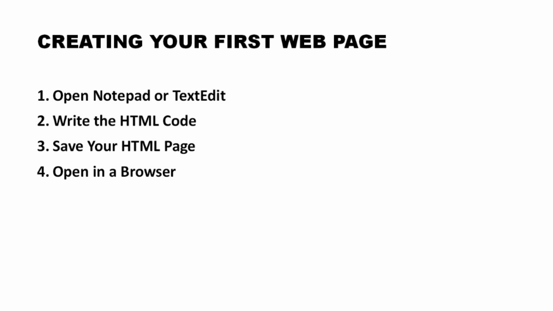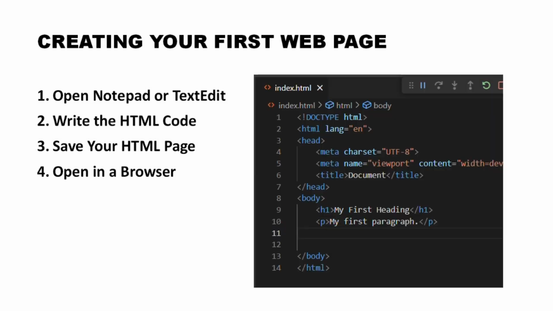Now let's create a simple web page. You can use a text editor like Notepad on Windows or TextEdit on Mac or Visual Studio Code. I am using VS Code. If you are using Notepad, open Notepad or TextEdit. Write the HTML code, just type the code into the editor. Save your HTML page. Name the file as you wish. I'm giving index.html with extension .html.